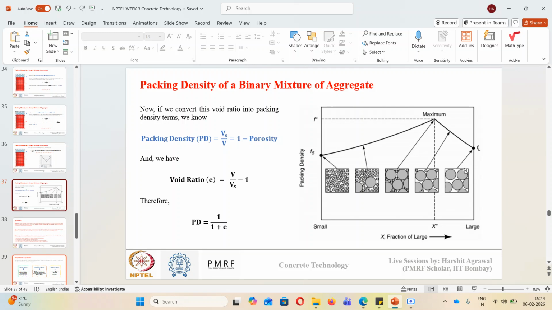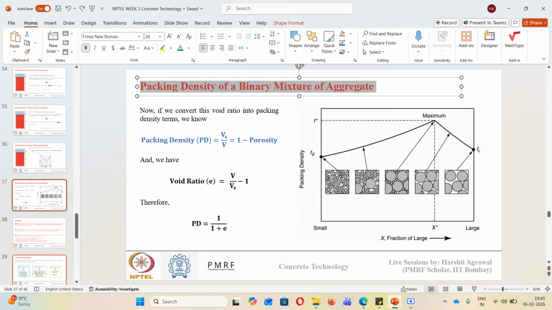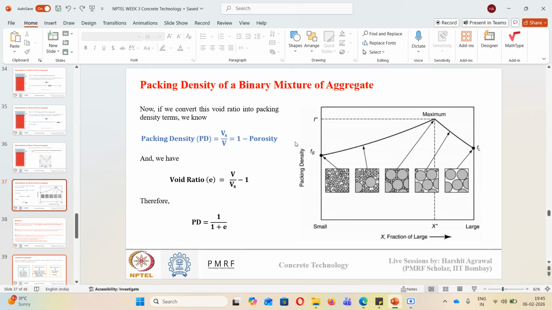When I add smaller particles to larger particles, initially there are few small particles and more larger particles. So at one stage there will be a proportion of large particles and small particles which will give me maximum packing density or minimum air voids. So this is the concept of packing density of a binary aggregate system, and how we can optimize the packing of the system.